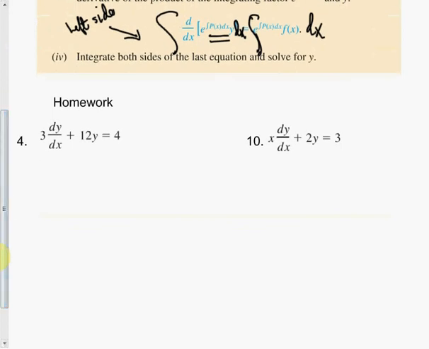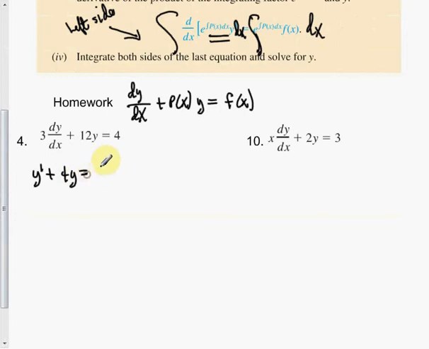If the differential equation is linear, it has to be written in that standard form for a linear first order differential equation. This is not in the standard form because there's a 3 there. The standard form says that you have to have dy over dx by itself plus some function of x, p of x, times y is equal to some function f of x. Well, this 3 has to go, right? Look at number 10, the x has to go. So here we divide everything for number 4 by 3. We get y prime plus 12 divided by 3 is 4y, equal to 4 over 3.